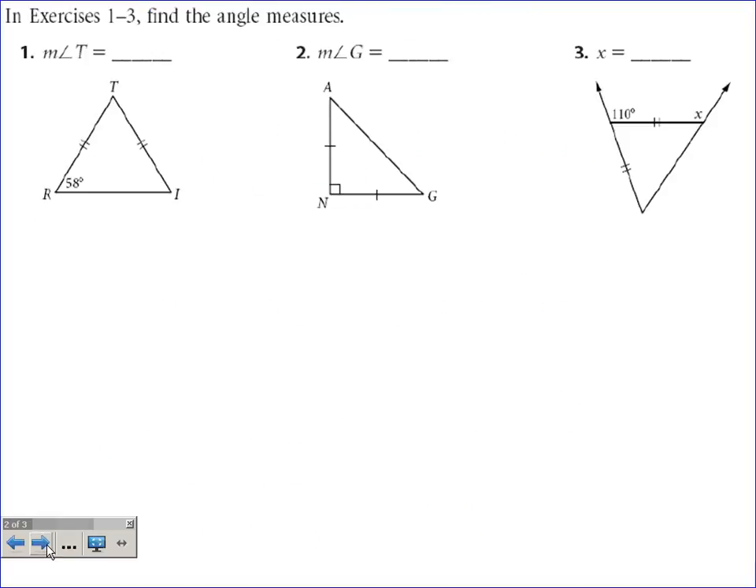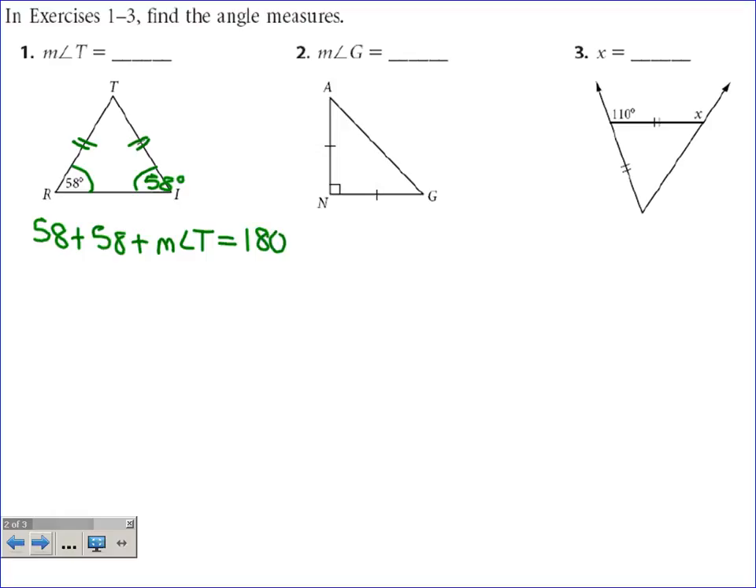Okay, so the very first one, if we're on the next page here, we know because of these sides being congruent that this angle and this angle are both going to be congruent, so this has to be 58 degrees. Is that what it's asking for? It's not, okay? So then we need to actually use just the triangle sum theorem in order to come up with the other angle. So I'll say 58 plus 58 plus the measure of angle T equals 180 degrees.